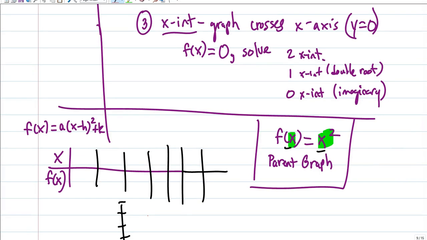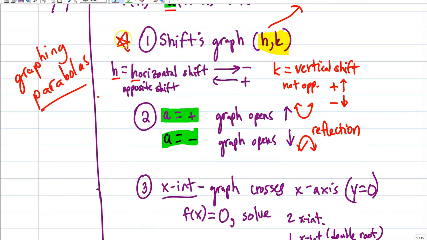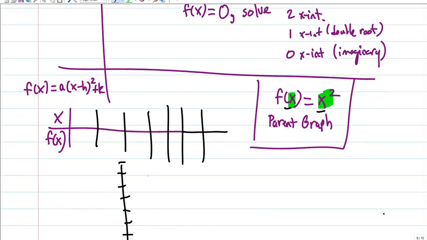So what you need to really focus on is 1 and 2, knowing the shifting, knowing if it opens up or down. And then basically you're going to plot points around that vertex, and that'll give you enough to do that in the homework and the test.